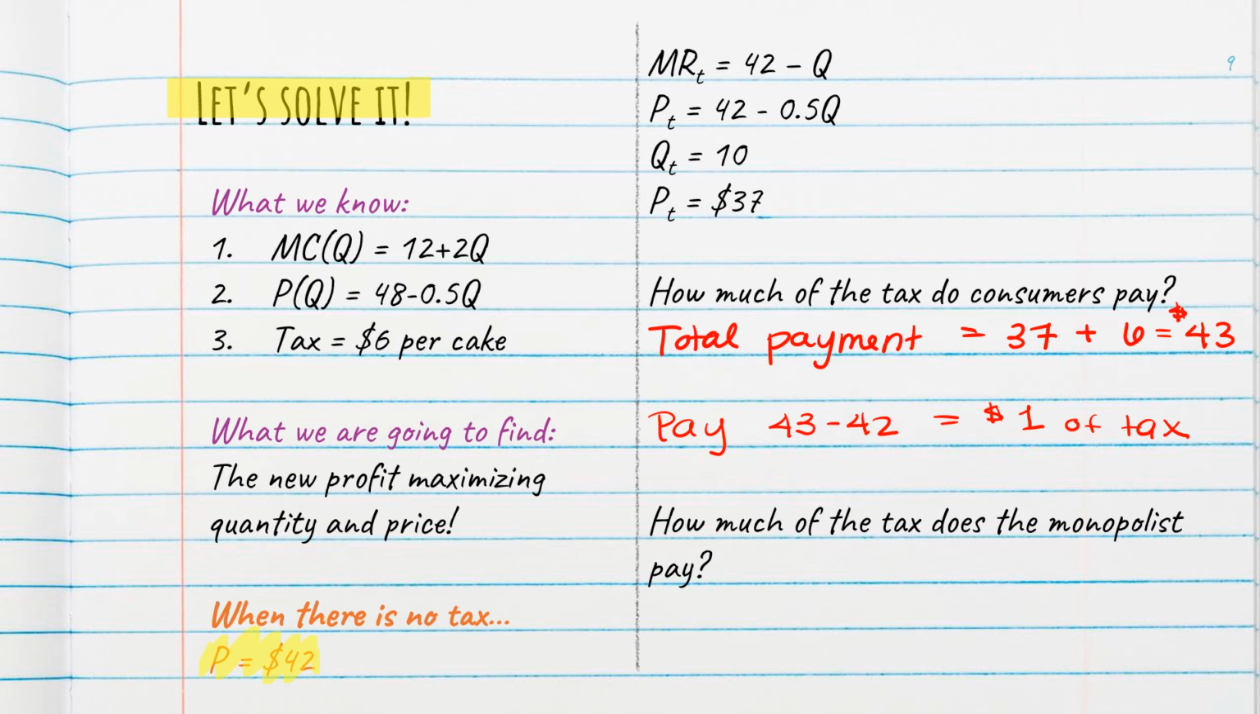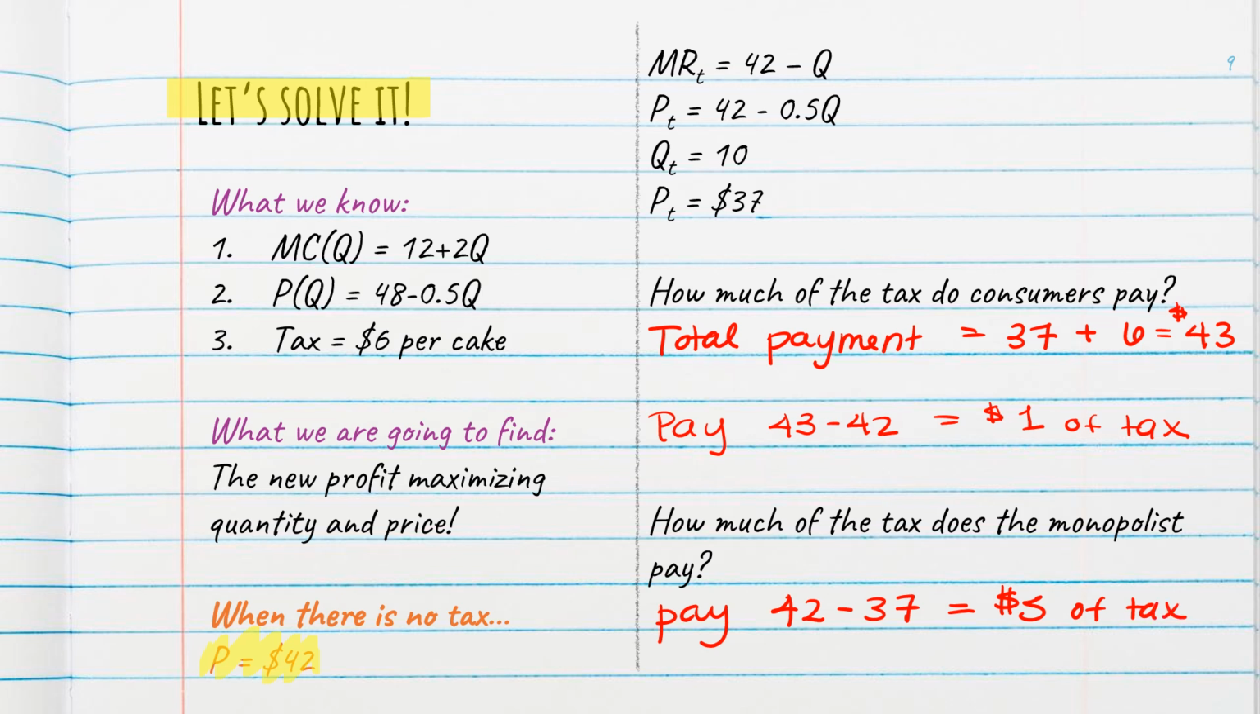How much do producers pay? The monopolist in this case. Well, Whisk Takers, the monopolist, used to charge $42. Now they charge $37. So that must mean that they are paying the difference between those two numbers, 42 minus 37, which is equal to $5 of the tax.